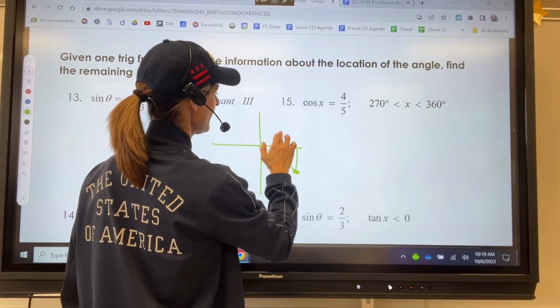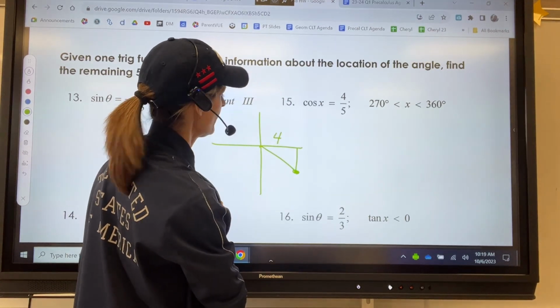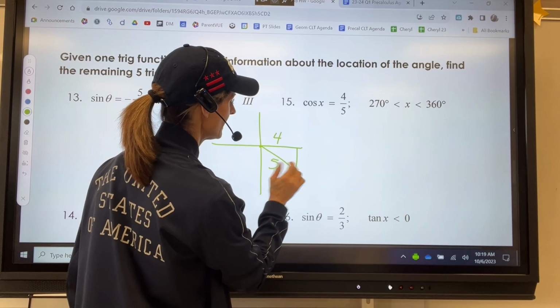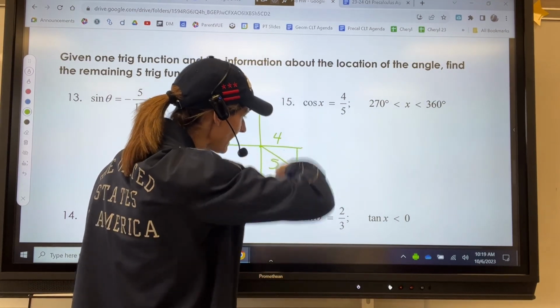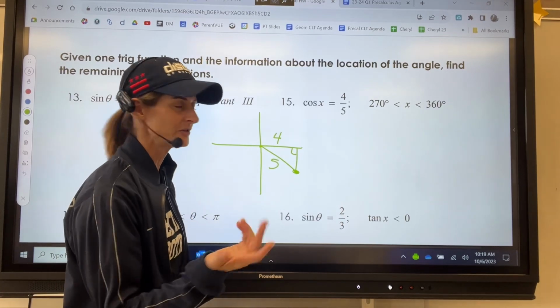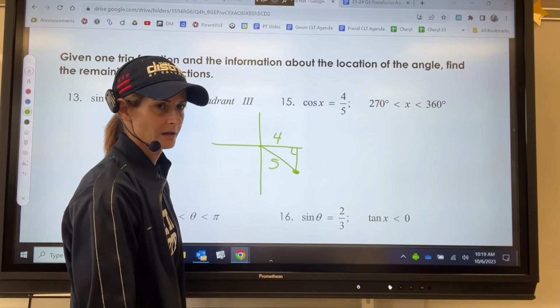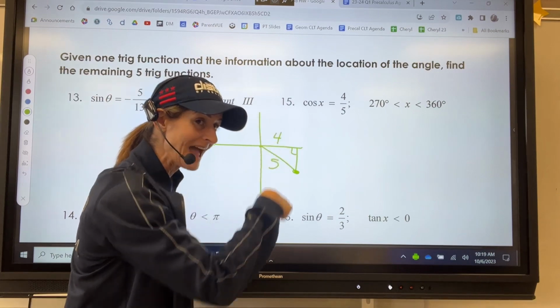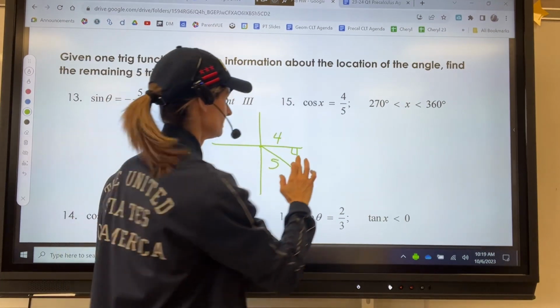So we've got our x value is 4 and our radius is 5. And this y distance, this is a right triangle, and we're going to use the Pythagorean theorem. That's going to be 3. But it's going down, so it's going to be a negative 3.